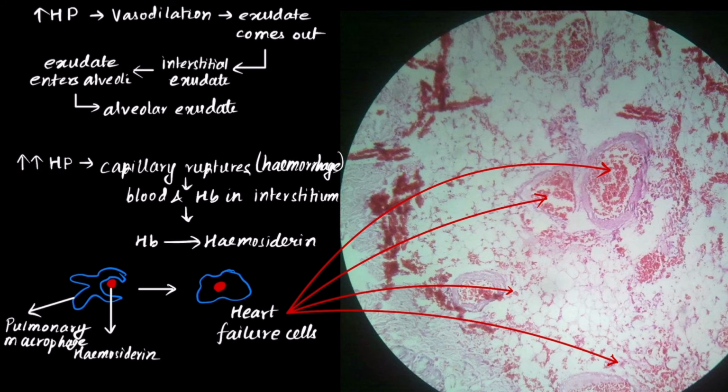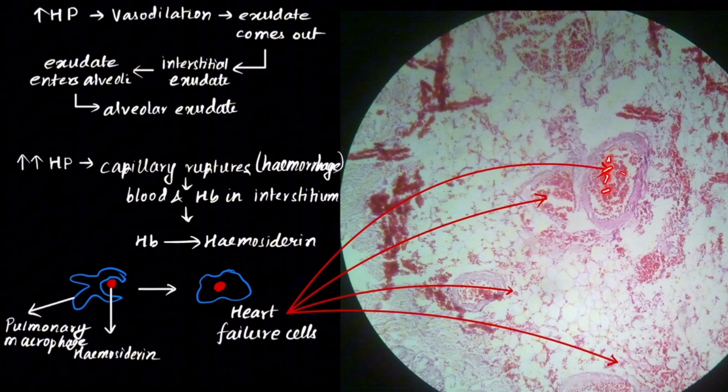Hydrostatic pressure increases so much that the capillary ruptures, hemorrhage occurs, and blood and hemoglobin come out. This hemoglobin gets oxidized to hemosiderin. This hemosiderin gets engulfed by macrophages found within the alveoli, called pulmonary macrophages. The pulmonary macrophage along with hemosiderin is what we call heart failure cells. Heart failure cells are seen in the lungs due to failure of the left side of the heart.